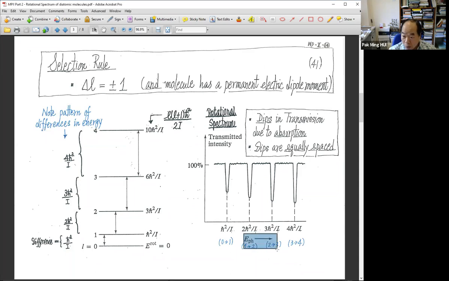The range is important. Then the pattern is important. You see some kind of regular, equally spaced dips. When you do an absorption experiment, it will be peaks going up, okay? At that frequency, it absorbs, okay? But still equally spaced, rather regular spikes.